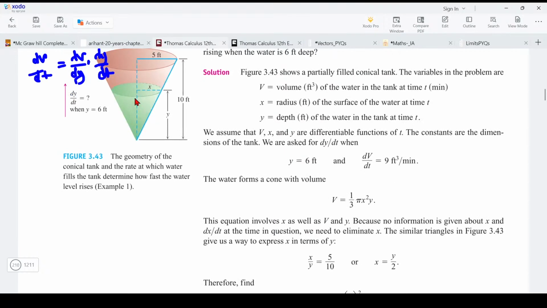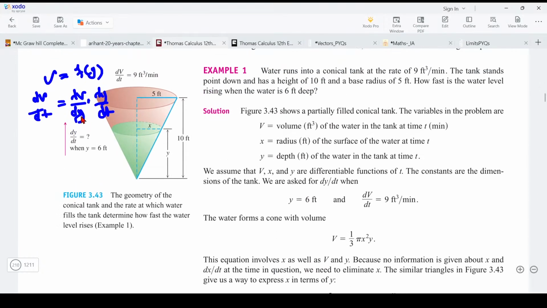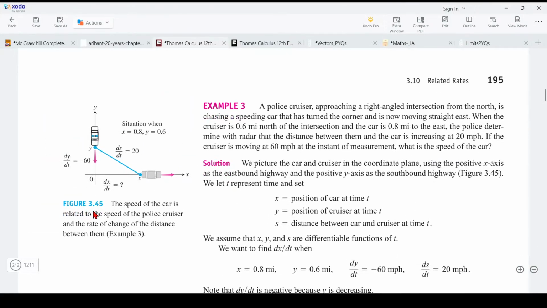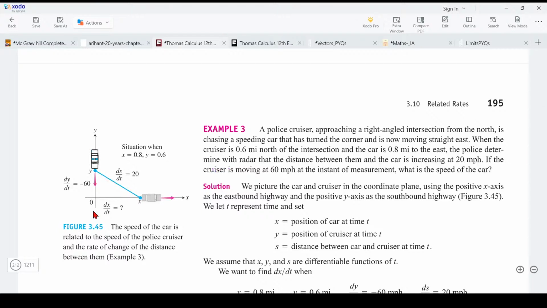So whenever one rate is given, we have to find the other rate. So we have to find a way of expressing some relation between this v and y, or in this case, this y and this theta. In this case, what is given? This fellow is approaching this one, this fellow is going this way, and ds by dt is given. Now he is asking dx by dt. Understood?